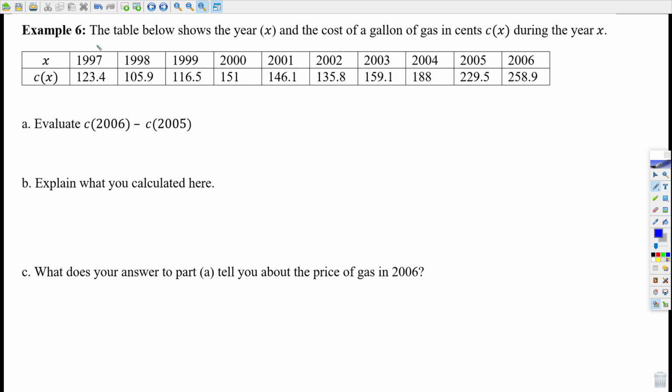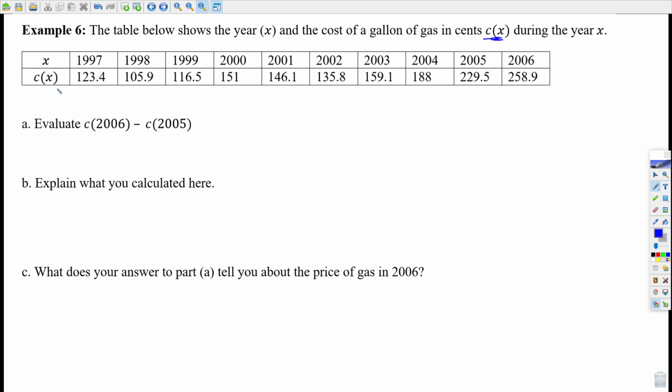Example 6. The table below shows the year x and the cost of a gallon of gas in cents, C of x, that's how you read that, during the year x. So here's your years going across. And down below is the cost of a gallon of gas in cents. If you were going to go to dollars, you'd have to move the decimal place over 2 times. So this would be like $1.23, and so on as you go up. Right now they're just doing it in cents though. So 123.4 cents.